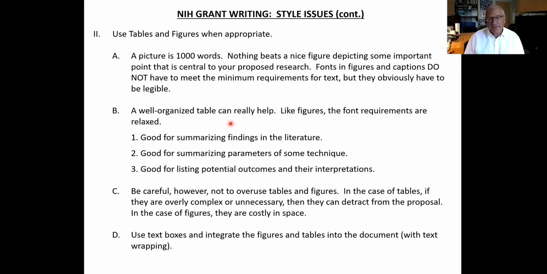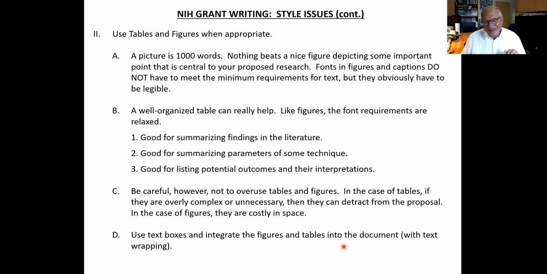Same thing with tables. The font requirements are relaxed. I've used them on occasion to summarize certain findings in the literature. I've used them to summarize parameters of some technique or even to list potential outcomes and their interpretations. You've got to be careful not to overdo that, and it shouldn't be a real replacement for the text. You want to make sure that you choose your tables and your figures carefully because they can detract from a proposal and they are costly in space.